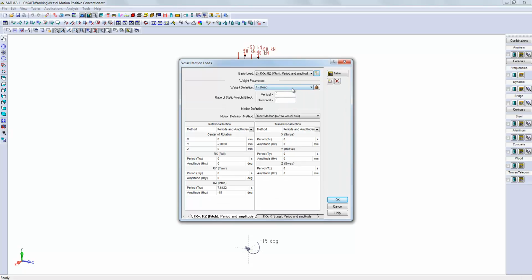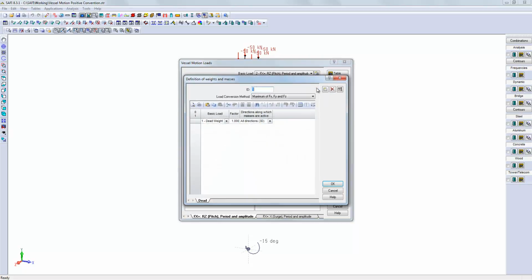So, the first thing we have to do is specify what is the weight of the structure. In this structure, we only have one basic load including 100% of the weight. If there is additional weight, you just have to use the down arrow key of the keyboard to create new lines, and you can select them with their load factor.